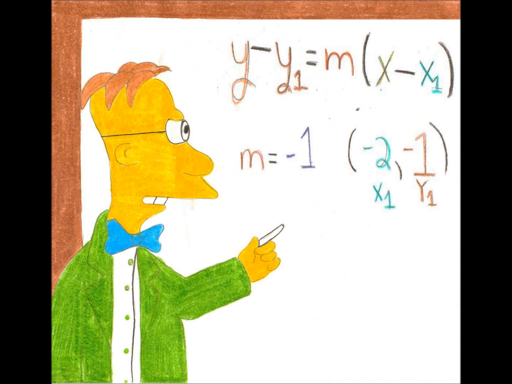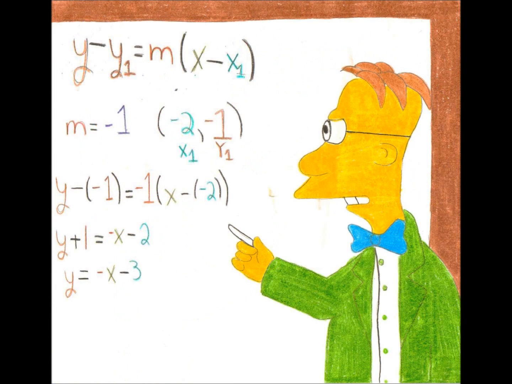Now let's plug it into this crazy bananas point-slope formula, with your slope being -1 and your point being -2, -1. Once you plug in your slope and your point into the formula, you will get y minus -1 equals -1 times x minus -2, and that simplified down is y plus 1 equals -x minus 2. And once you move that one over, you'll get y equals -x minus 3.